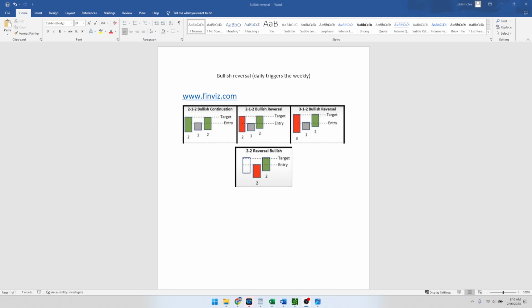Today we're going to talk about the bullish reversal and how the daily triggers the weekly. And this is one of my favorite setups to trade to the long side when I feel like the market is trending up. And this is related to the Strat. For those of you who don't know the Strat, go out to YouTube. There are a lot of great teachers out there. I'm just going to show you a piece of it, and that's the bullish reversal where the daily triggers the weekly.